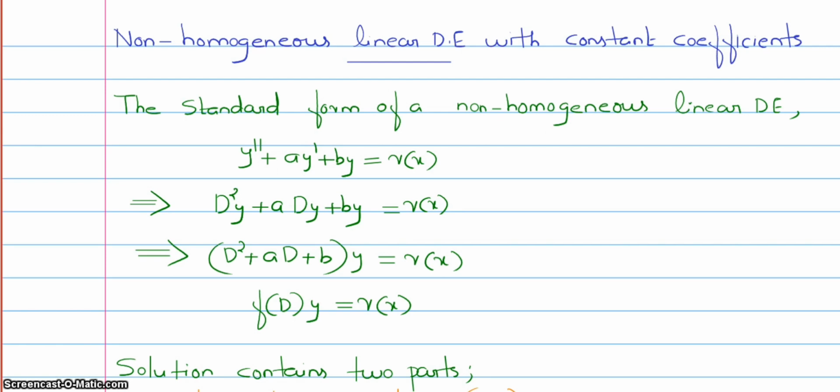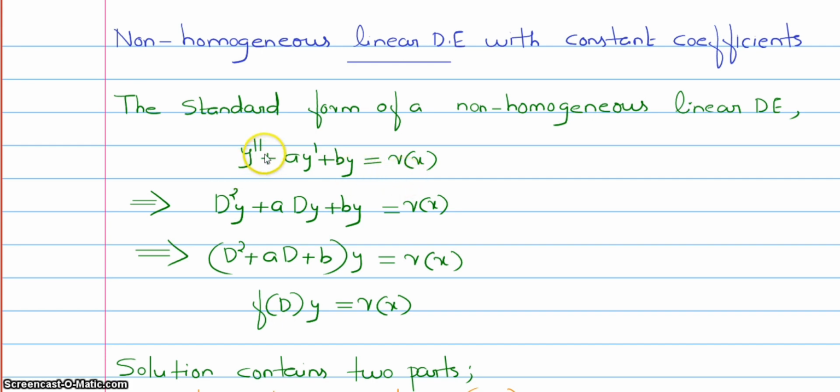In the previous videos, we dealt with homogeneous linear differential equations with constant coefficients. Now we are looking at non-homogeneous linear differential equations with constant coefficients. How can we solve a non-homogeneous linear equation with constant coefficients? The standard form of a non-homogeneous linear differential equation is y double dash plus a y dash plus b y equal to r of x.